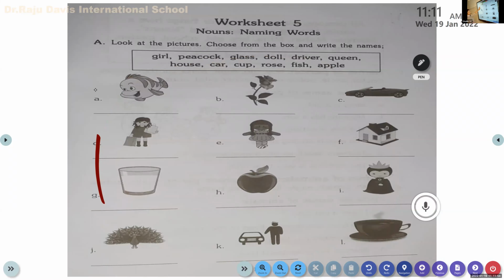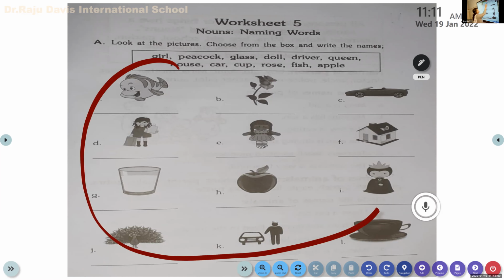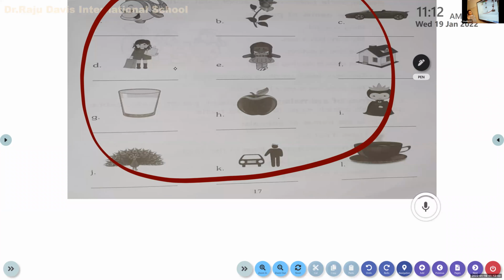Can you see the picture? We see many pictures here. They represent a person, a place, an animal, or a thing. Similarly for the examination, you will be given two or three pictures and you will be asked to identify the noun from the given pictures. We know that nouns are names of persons, places, animals, and things. Other than that, they are not nouns. Clear to all of you?